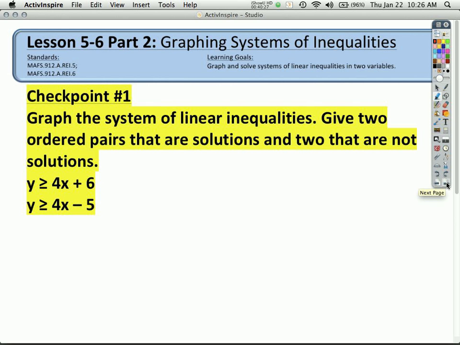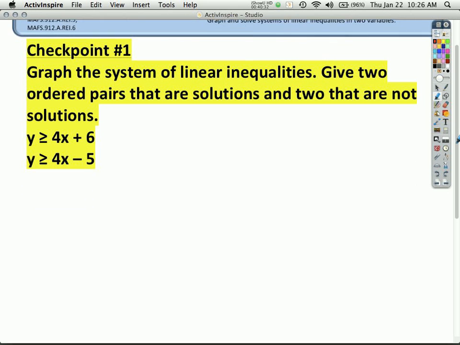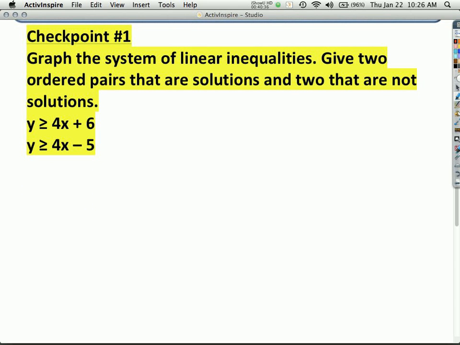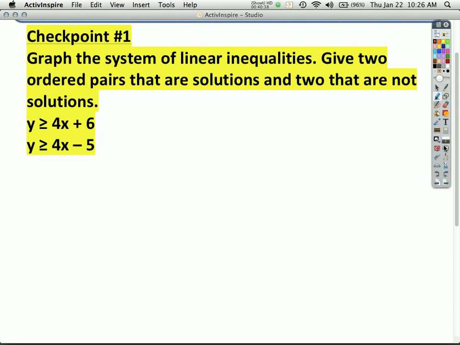Now is the time for you to demonstrate that you are starting to understand. Checkpoint number 1, graph the system. Give me 2 ordered pairs that are solutions, then 2 that are not.